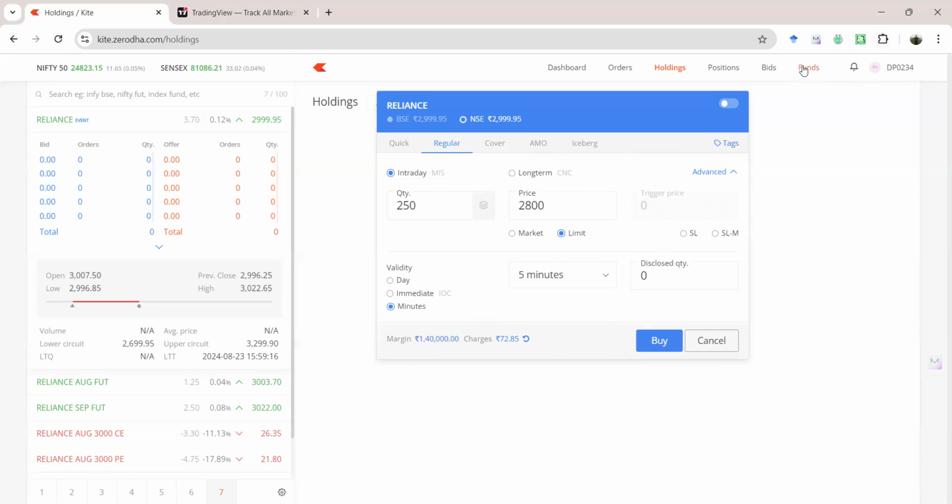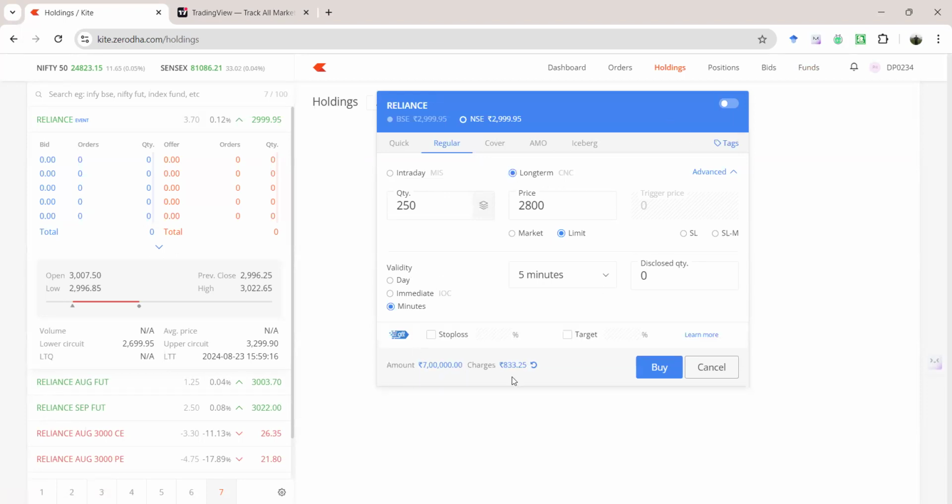If we make a profit, it will be added to our funds. If we make a net loss, it will be reduced from your funds. Suppose you have 1000 rupees in funds and you made losses of 5,000 rupees. Then you will have to pay in 4,000 rupees later on to make it zero. So this is how it works. Funds are different, margin is different, meaning that amount is for cash and margin is for FNO or intraday.